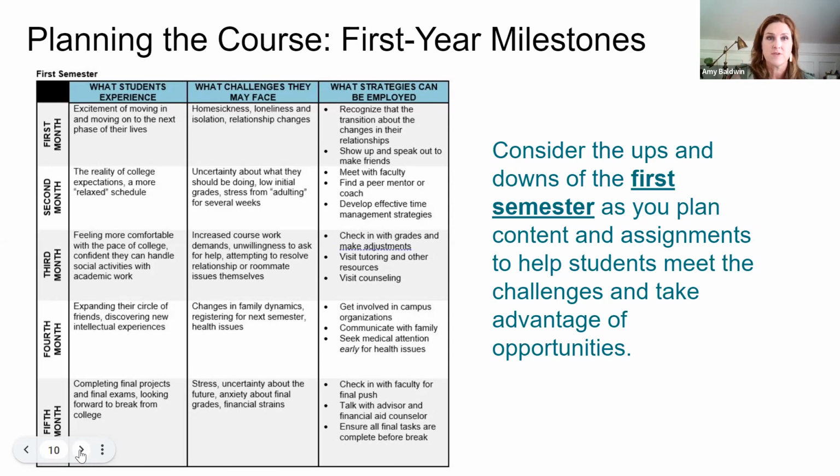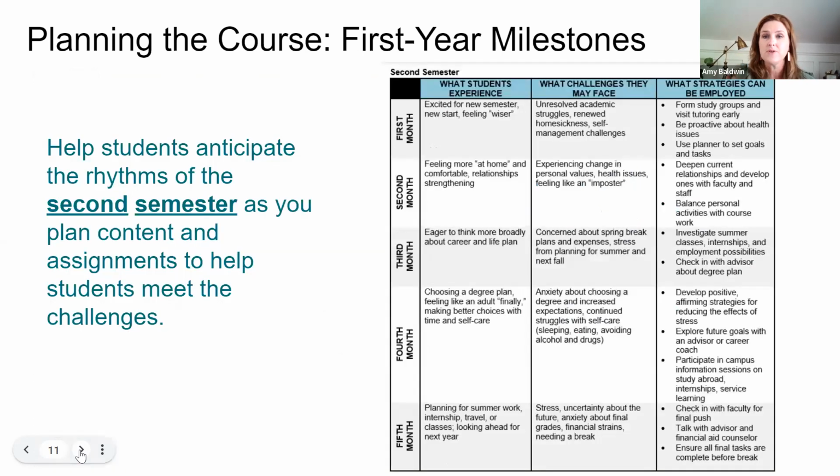So I want you to consider that as you're planning. You don't just have to focus on the first semester. The milestones continue through the second semester. And another great way at the end of the first semester to kind of preempt them, talk about what they may experience.